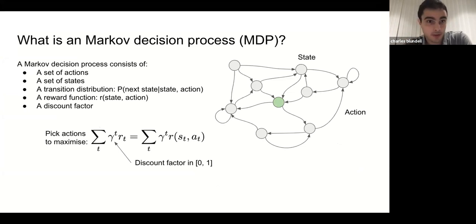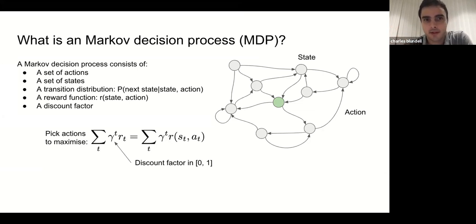Then you'll have a reward function, which says, given you're in a state and you take some action, what reward do you get? And finally, there's a discount factor. And the discount factor tells you roughly how soon you should get rewards. So to some extent, discount factor 1 says it doesn't really matter when you get a reward of 1. Whereas when a discount factor is less than 1, it says a reward in the future is worth less than a reward right now.